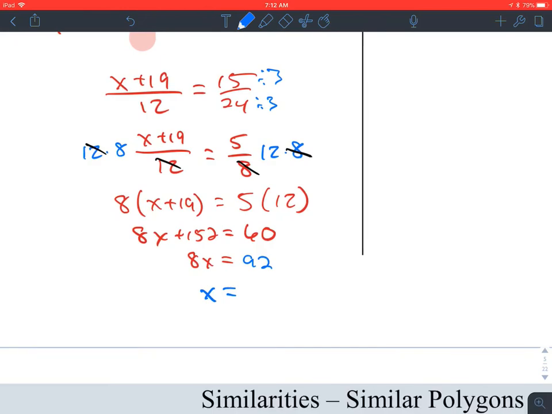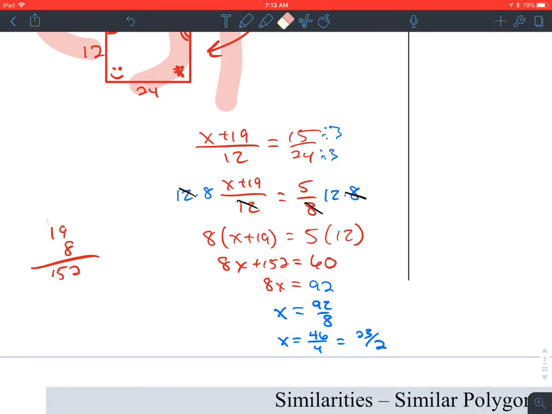So then if we divide both sides by 8, we get 92 over 8. And this reduces. I can divide both the top and bottom by 2 for sure. 92 divided by 2 is 46. I can divide those by 2 again and get 23 over 2. Wow, what an adventure.